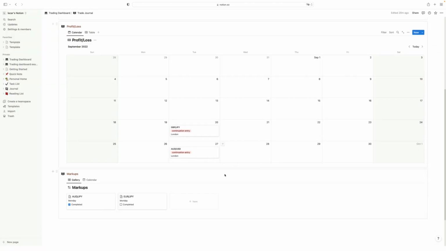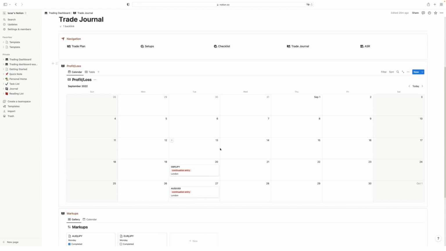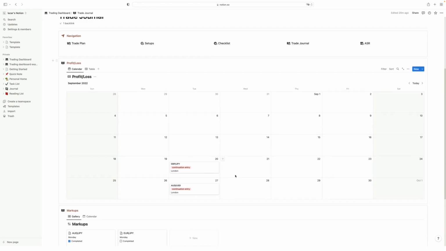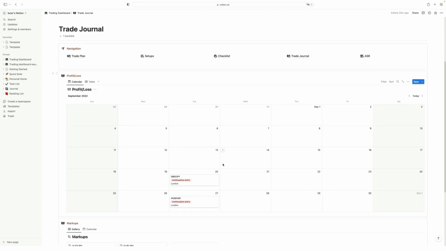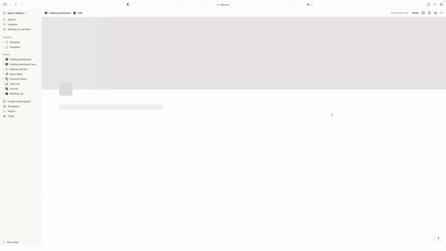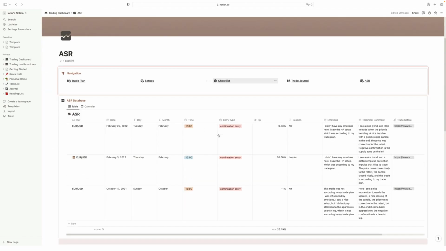Is to journal your trades, and you have basically everything that you need here. Look at how organized this is, based on the date, on the month, everything that you need is right here. So ASR also, guys, you have a page for doing your ASR.